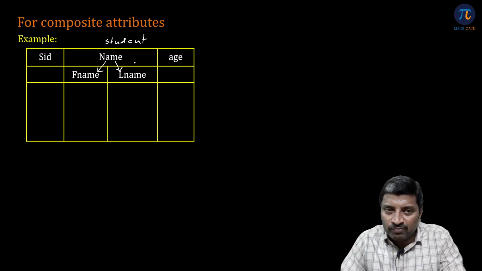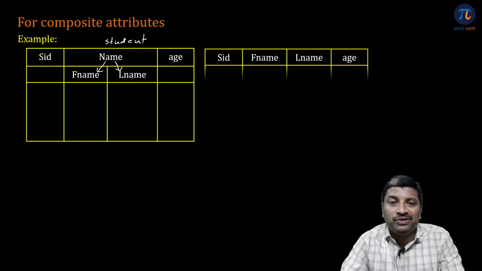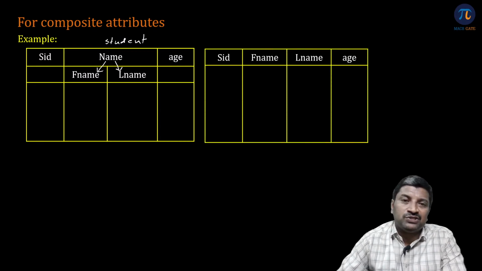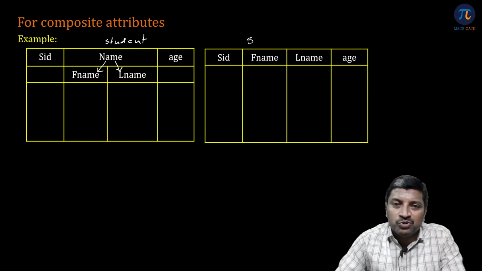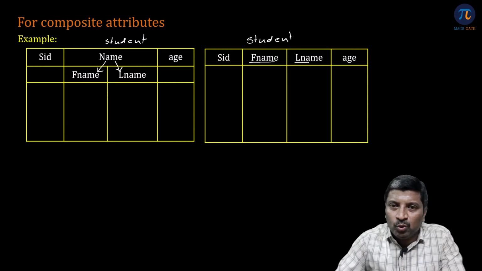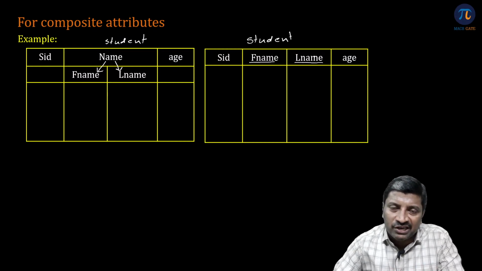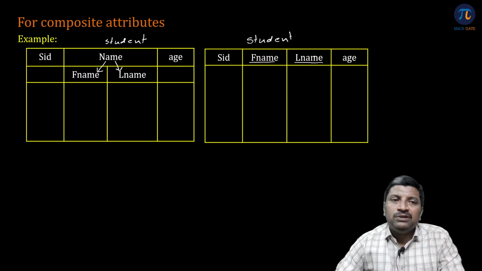Then what should we do? We need to separate these sub attributes as independent attributes. That means I need to create the same student table with student ID, first name, last name. If you observe here, these two are independent, individual attributes. They don't have any connection. Clear, sir? So that is how to deal with composite attributes.